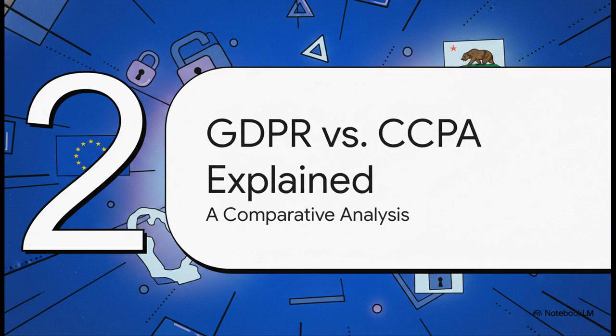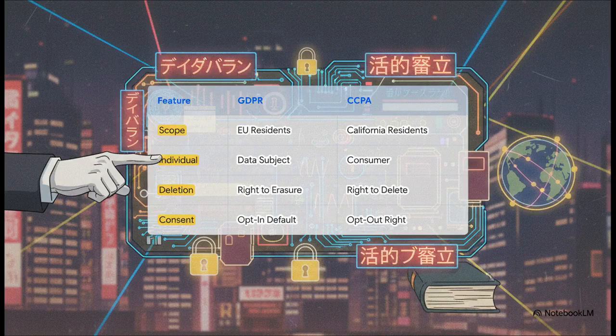Knowing the specific differences in terminology and scope between GDPR and the CCPA isn't just a nice to have. It's fundamental if you want to give accurate legal advice to your international clients. And these distinctions are so critical. Just look at the terminology. GDPR calls them a data subject, while the CCPA says consumer. The right to erasure and the right to delete sound similar, but they actually come from different legal foundations.